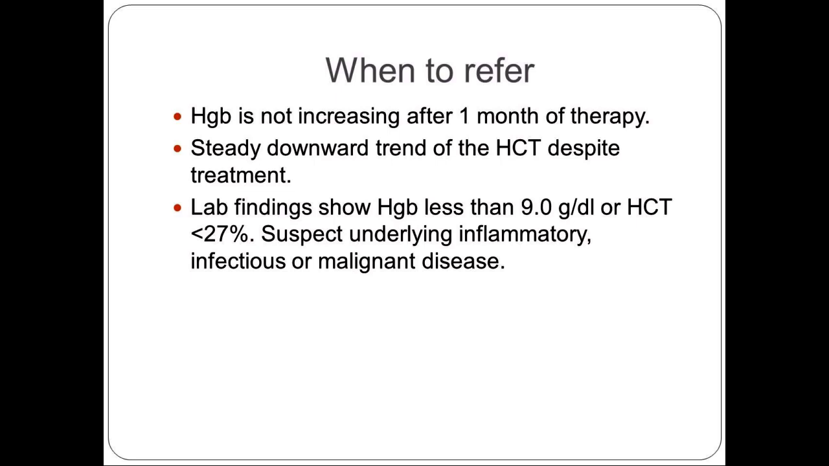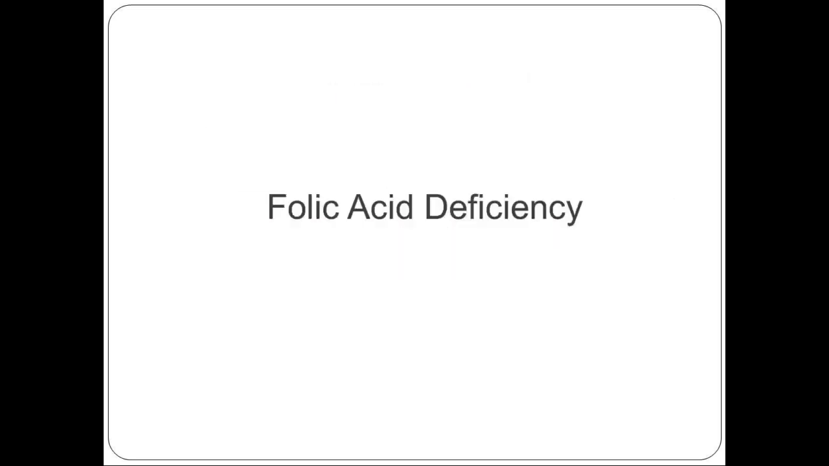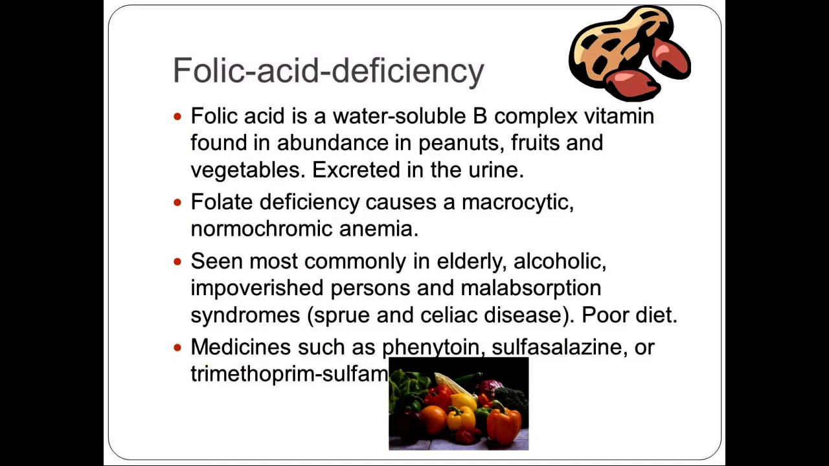So now let's talk about folic acid deficiency. And I've never had a patient who came back with a low folic acid in primary care. But folic acid is a water-soluble B-complex vitamin, and it's found in abundance in peanuts, fruits, and vegetables. And it's excreted in the urine. So if you have a deficiency of folic acid, you're going to see a macrocytic normochromic anemia. It's seen most commonly in the elderly or the alcoholic.